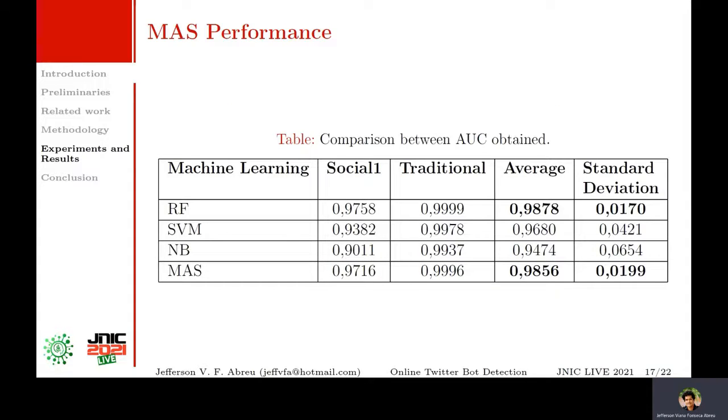And here we have the comparison of the AUC of the algorithms and the MAS. The AUC was chosen for this separated view because the AUC is a good performance measure for this kind of data set, and because the data set was very imbalanced, we had more genuine accounts than bots. And again, the MAS kept the performance achieved by our best ML algorithm with a low standard deviation.